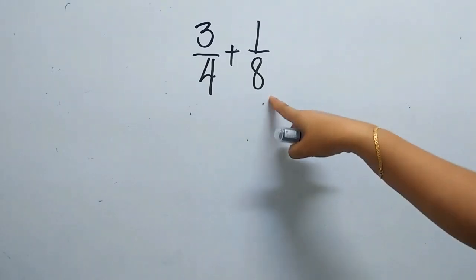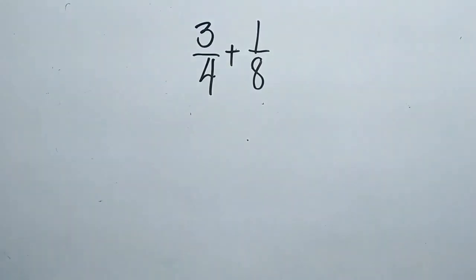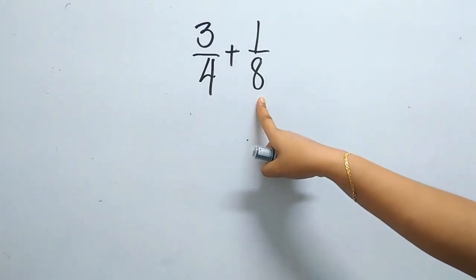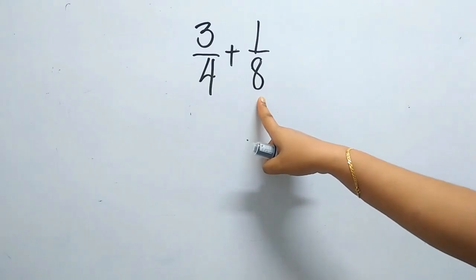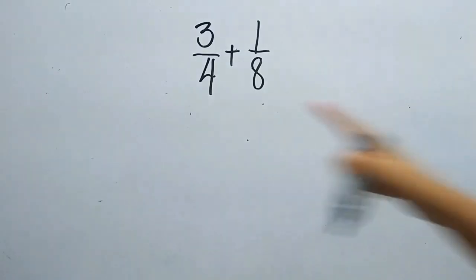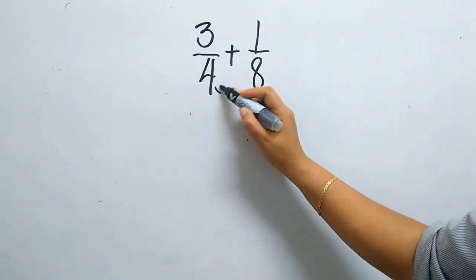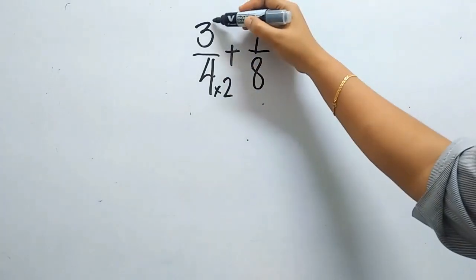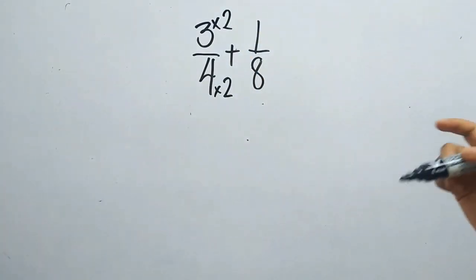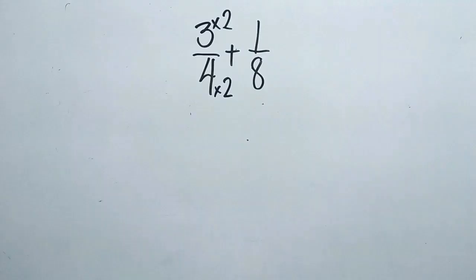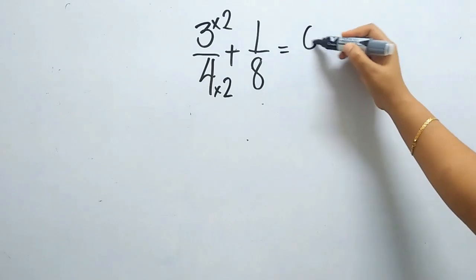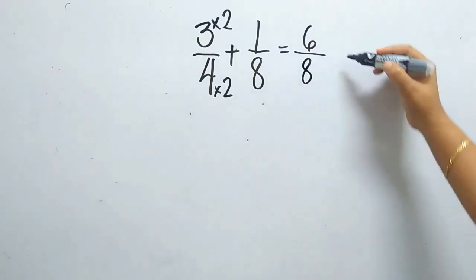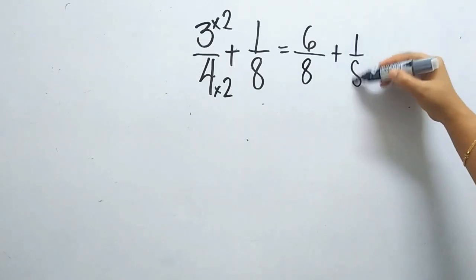So 4 and 8, how are we going to make denominators same? Can 4 become 8? Yes. What we are going to do? Very good. We're going to multiply 4 by 2. Take note, if you multiply 2 here, must multiply also to the numerator. So we have 3 times 2 is equal to 6. 4 times 2 is 8. Then just copy 1 over 8.